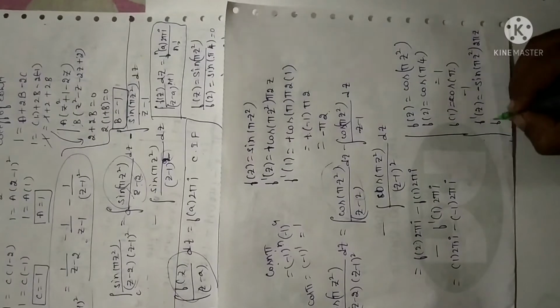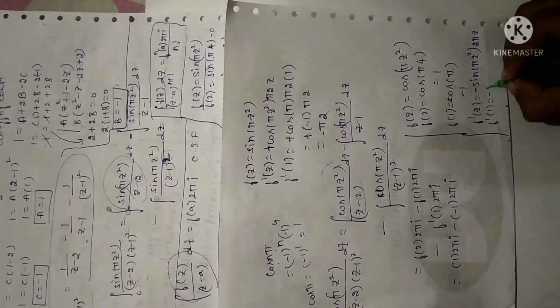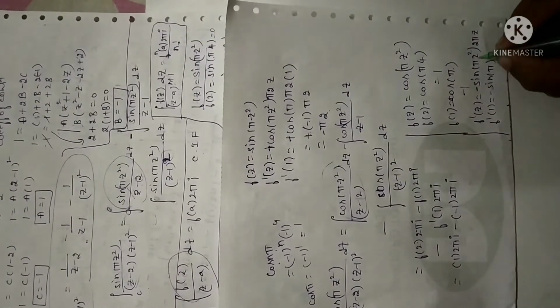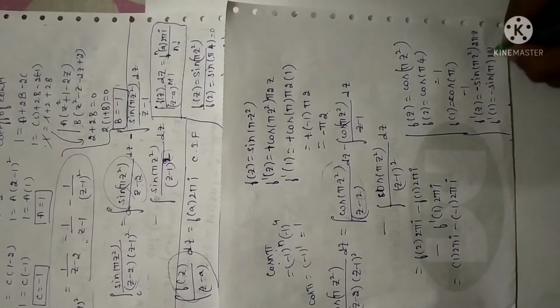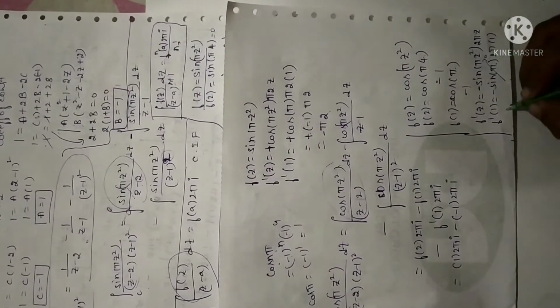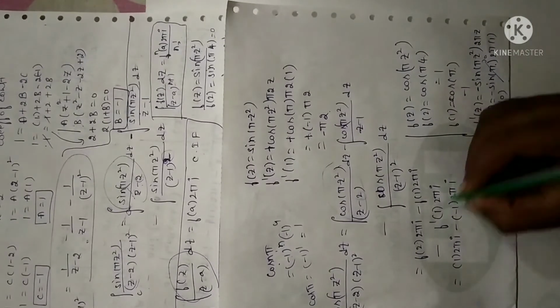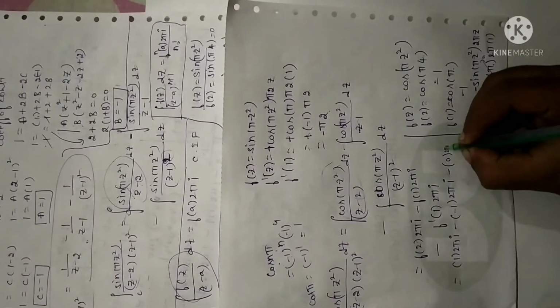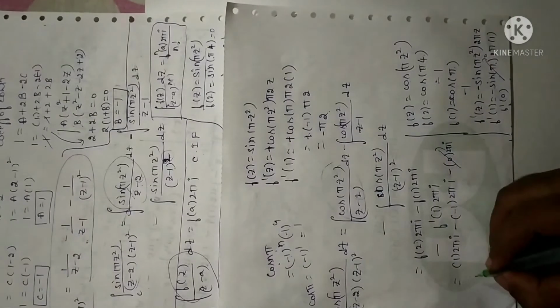Fine. Now let me evaluate f dash of 1. Minus sin into pi value is 1 into 2 pi into 1. Anyhow sin pi value is 0, so this term will not be there. So f dash of 1 value is 0. So I can write minus 0 into 2 pi I. Anyhow this term will not be there. 0 into anything will be 0.